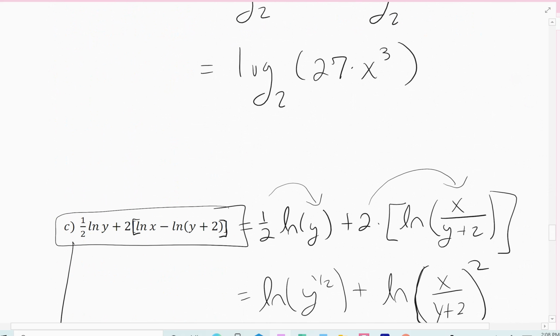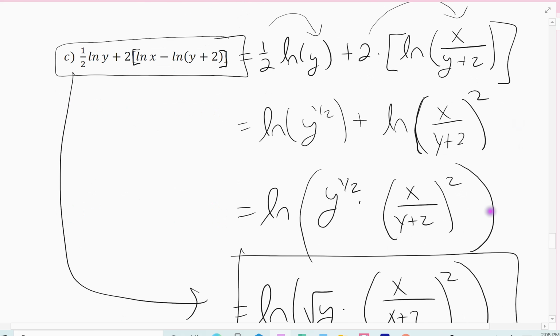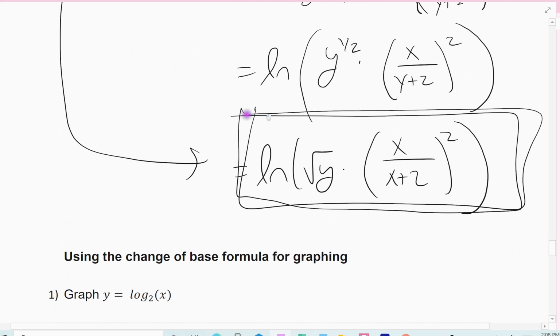So that finishes up compressing, getting down to one logarithm, compressing our statement to a single log. There is a single log in this statement: the natural log of that entire expression, the square root of y times x divided by, and I wrote an x instead of a y here, y plus 2, that whole thing squared. Again, we have a single natural log.